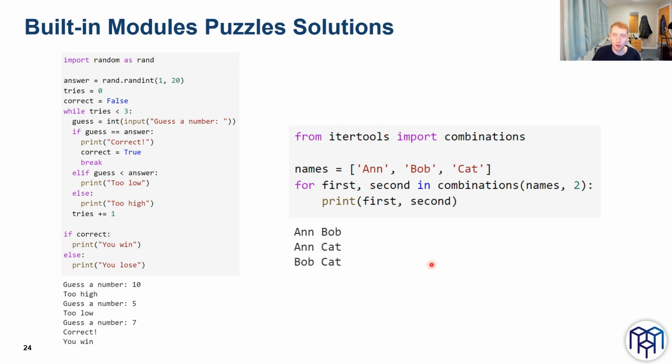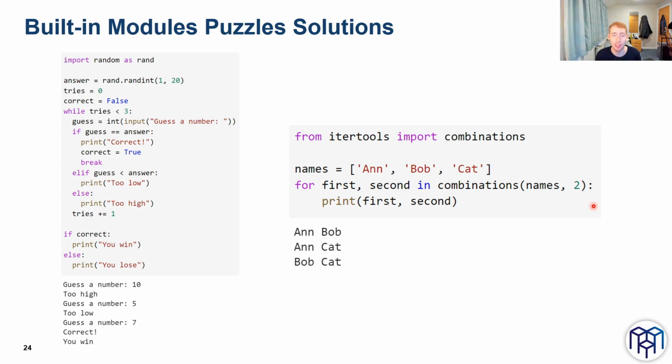And the other one, consider looking at the combinations function from itertools. And we can use this to loop through all the various pairs in a list. So we print Alice and Bob, Alice and Cat, and Bob and Cat. And this would work no matter how big the list is or how many we wanted, pairs or triplets or anything bigger like that. And so, wow, that brings us to the end of this course.